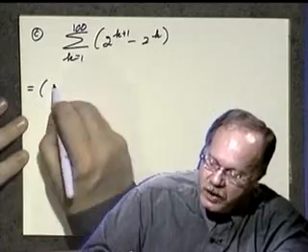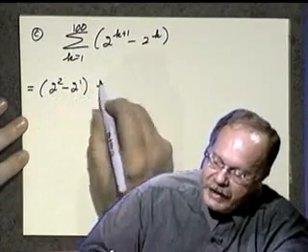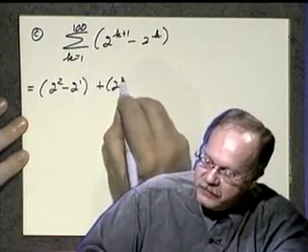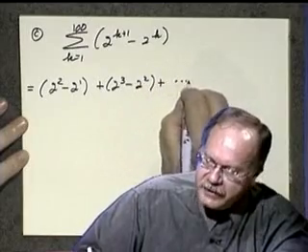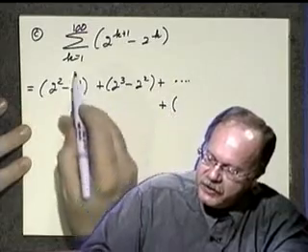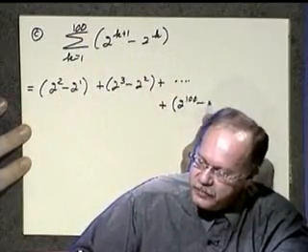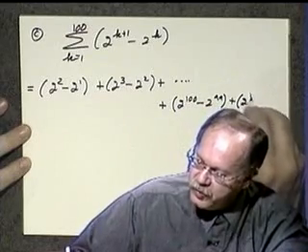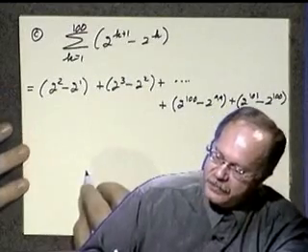If k is 1, we have 2 squared minus 2 to the 1. Added, because this is a summation, when k is 2, I have 2 cubed minus 2 squared. Plus dot dot dot, plus, and let's go to the end. The one second from the end is when k is 99. That would be 2 to the 100th minus 2 to the 99, plus the last one, which is 2 to the 101 minus 2 to the 100th.